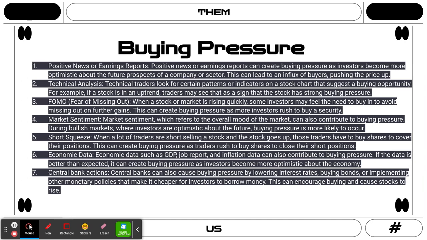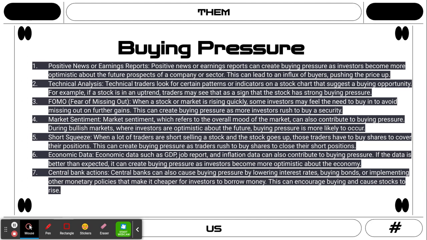TA, or technical analysis. Traders look for certain patterns or indicators on a stock chart that suggest a buying opportunity. For example, if a stock is in an uptrend, traders may see that as a sign that the stock has strong buying pressure. FOMO, fear of missing out. When a stock market is rising quickly, some investors may feel the need to buy in to avoid missing out on further gains. This can create buying pressure as more investors rush to buy a security.